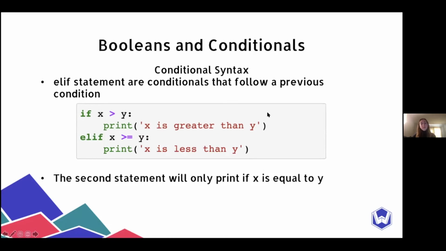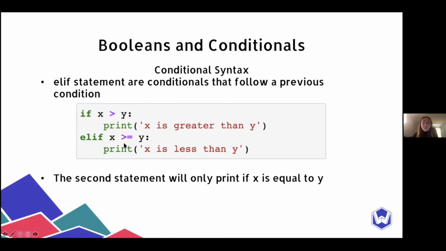So there's also a concept called an elif statement, and those are conditionals that follow the previous condition. So you could have an if statement and then a second condition that you only want your program to look at if the first one was false. So I made a kind of trick if statement here that says, if x is greater than y, print x is greater than y. And then an elif, and I think I actually meant to change this print statement, pretend it says x is equal to y.